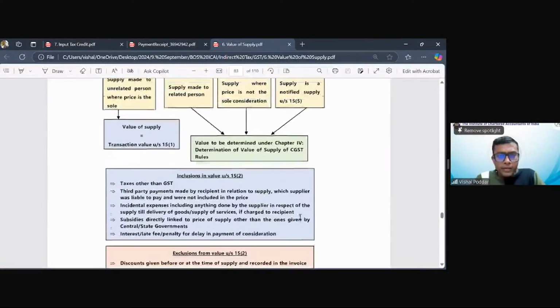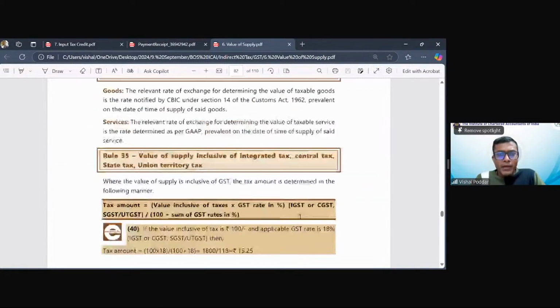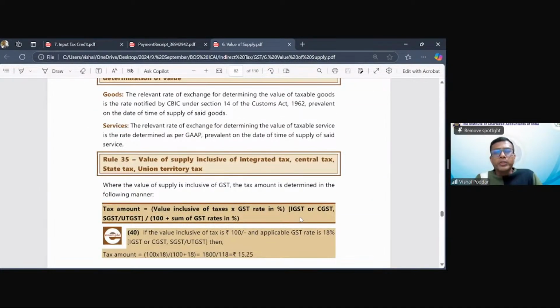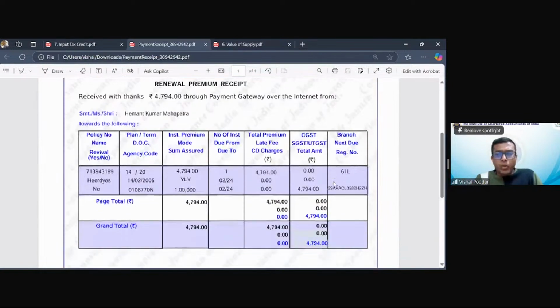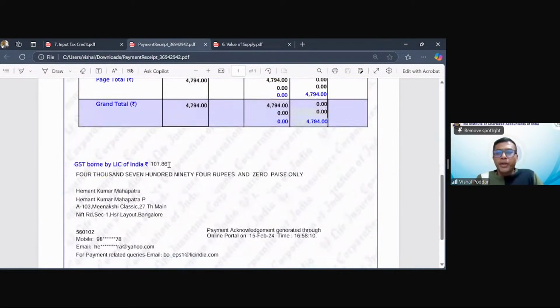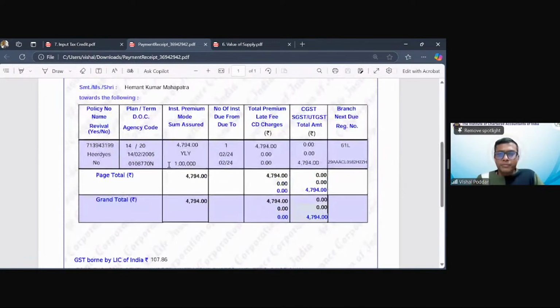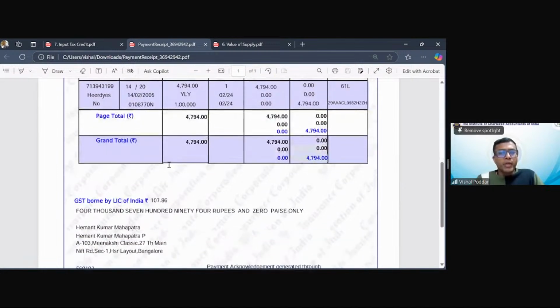Yes, correct? Now see, take a calculator. How much is your total amount? 4794. From that, reduce this 107.86, which is the GST, correct? What is the amount that you are getting on your calculator? 4796 minus 108. It comes to 4688, correct?